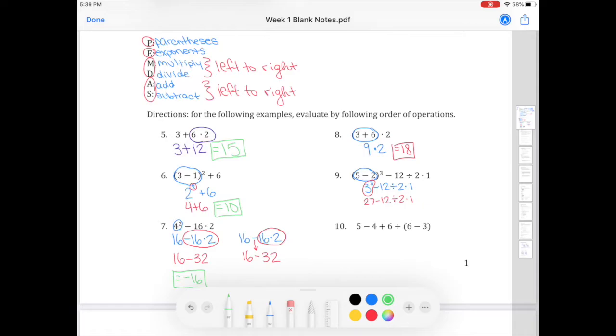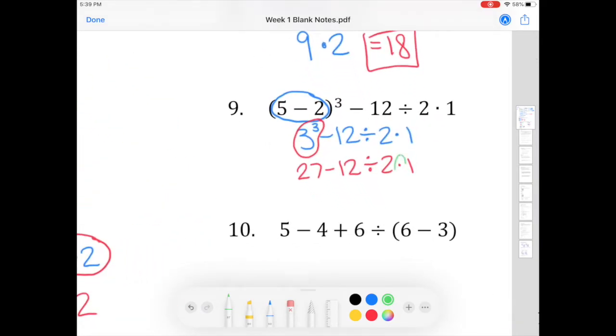The next step after exponents is to check for multiplying and dividing in the same step. This one has multiplication and division. Which one do you do first?